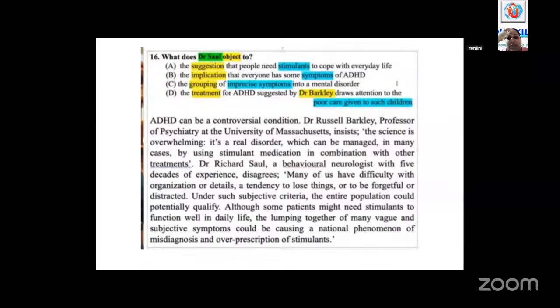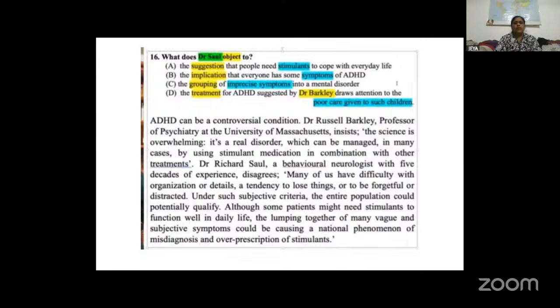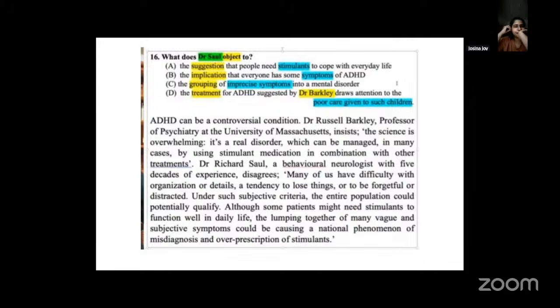I think the second option is the implication that everyone has some symptoms. I think the Josina says everyone is an absolute. But in the opinion-based question, the absolute is not working. Everyone has some symptoms. Hello, Father? Yeah, excuse me.